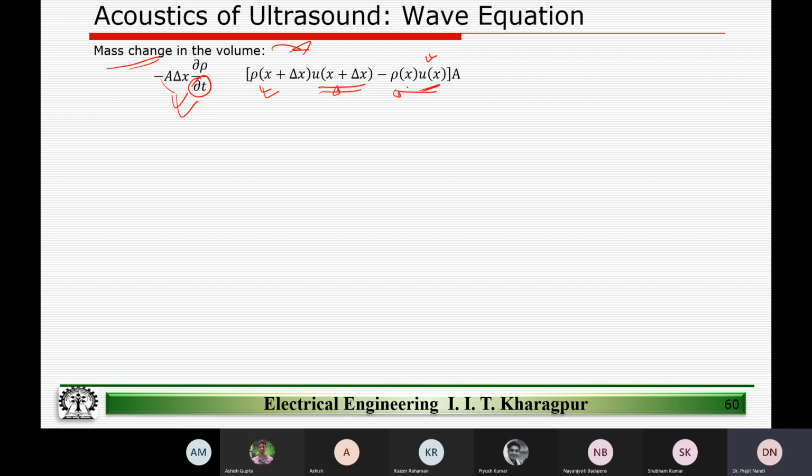No confusion in this, right? Any problem? And here there is no minus sign because I am moving along the x gradient, along the x-axis. So the mass change in the volume is this, as well as I can represent it like this, right? Any problem?